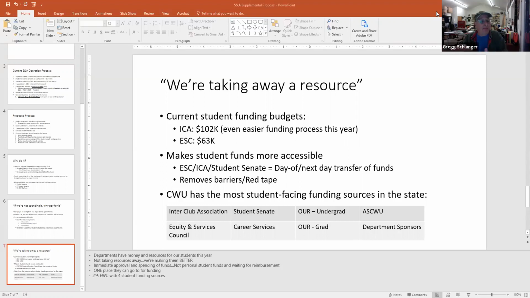That makes sense. But if we can identify a handful, ESC, Club Senate, maybe that the money goes to, but you don't want it all to go to clubs because there's a lot of students that aren't part of clubs that need it. So we identify what that process is that becomes more open and equitable to all the students. That's great, right? That would be fantastic.